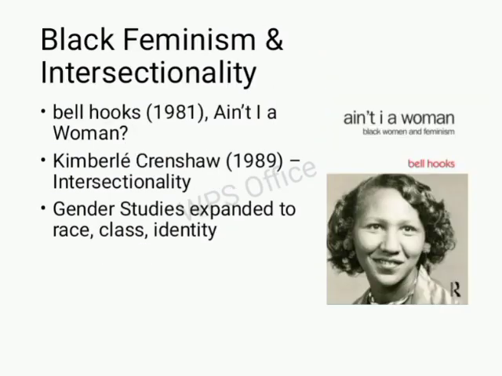Black feminism and intersectionality. Black feminists like bell hooks in Ain't I a Woman, 1981, challenged the exclusion of race and class from mainstream feminism. Kimberlé Crenshaw later introduced the concept of intersectionality in 1989, showing how race, gender, and class intersect. This became central to modern gender studies.